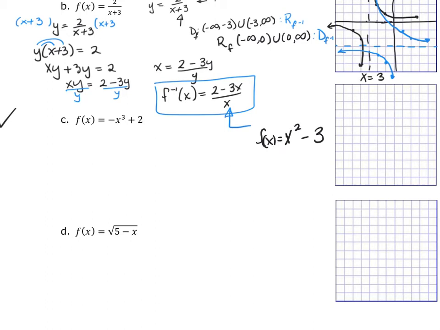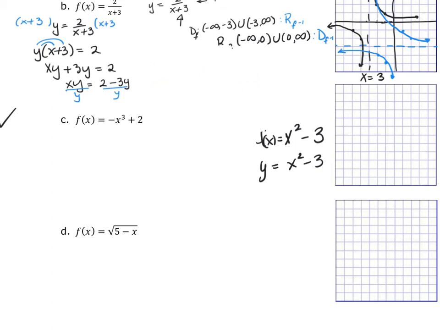Let's take a moment and deviate from C and D, and we can always pick these up tomorrow. I have y is equal to x squared minus 3. So this is separate from all the rest of this. This is just another random example. So let's just work on this one.